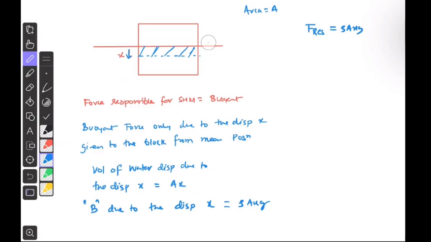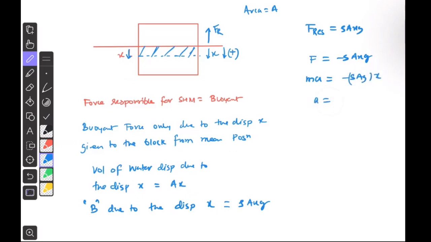And which way will that restoring force act? Upward. But which way have I given the displacement? Down. So down, taking it as positive, if I write the force equation, it will come minus of rho A x into g. F I can write down as ma, which will be minus of rho A g into x.